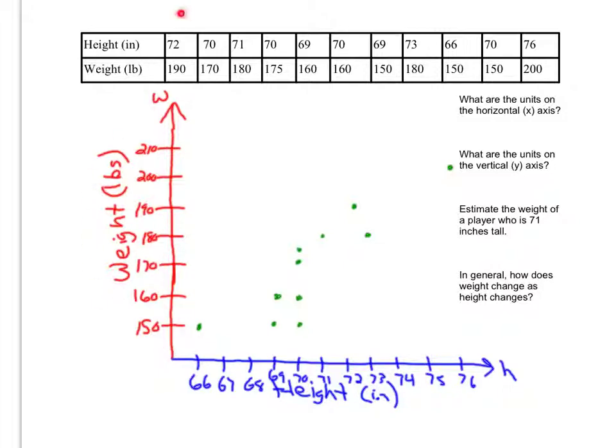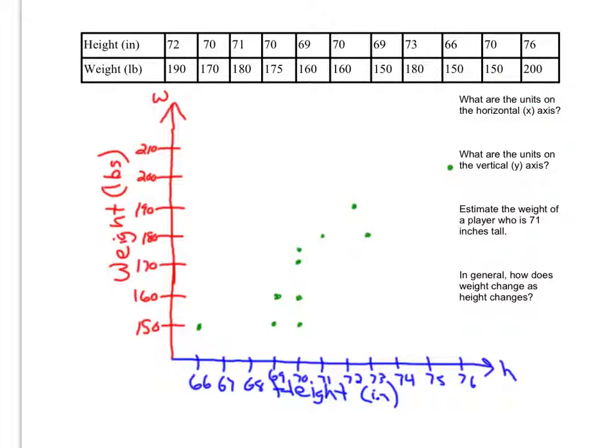And what we've done is we've taken this first person, their height and weight, and put a dot at that coordinate. So we've gone to 72 and up to 190 and given them their point right here. And the second person is 70 inches and 170 pounds. So we went to 70 inches and 170 pounds and put the dot there. So that's how we make a scatter plot. Now we need to know how to read it. Okay? So we got 4 questions over here.